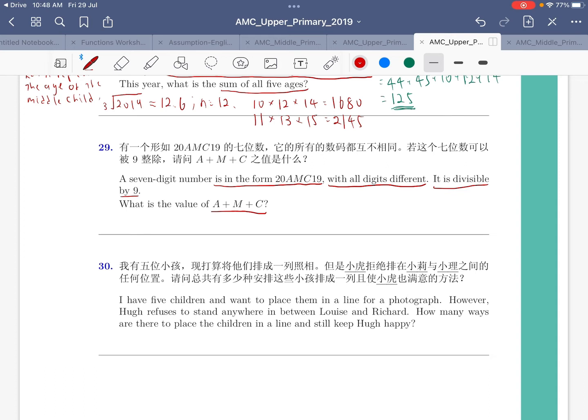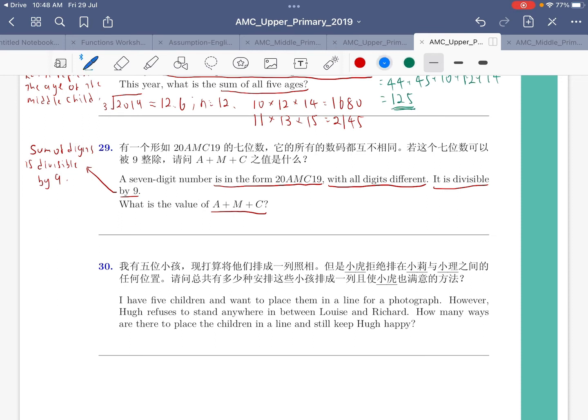So when something is divisible by 9, it's going to be something along this line: the sum of digits is divisible by 9. So all we have to do is look at the sum in this case. But remember, all the digits are different. So it makes sense for us to check what numbers remain after removing 0, 1, 2, and 9. So let's take a look.